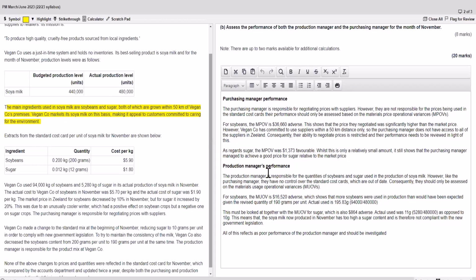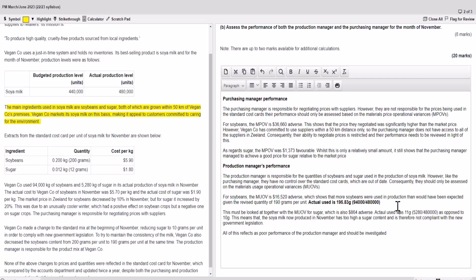Now, the next one is the production manager. The production manager, again, is a similar sentence to the above. Always state that they're not responsible for the standard cost cards, and they should only be assessed on operational variances. And for soybeans, this was adverse, and so they used more in production than they would have been expected. And this was the extra calculation. The extra calculation was, for 1 mark, to say what they actually did use.